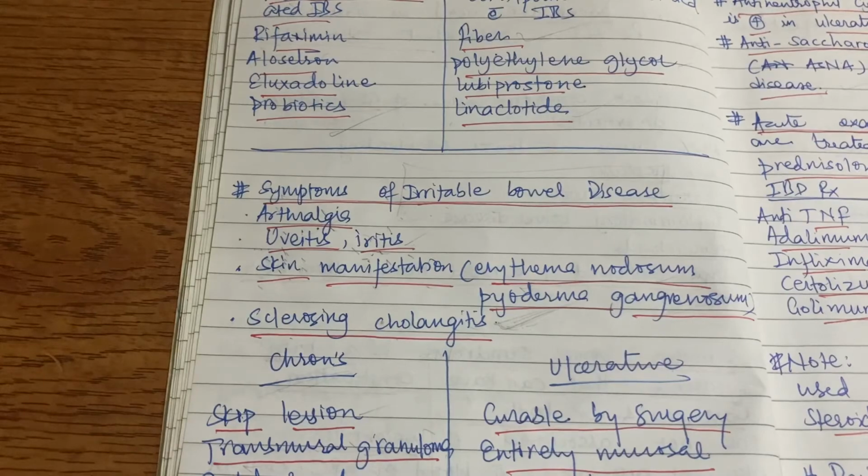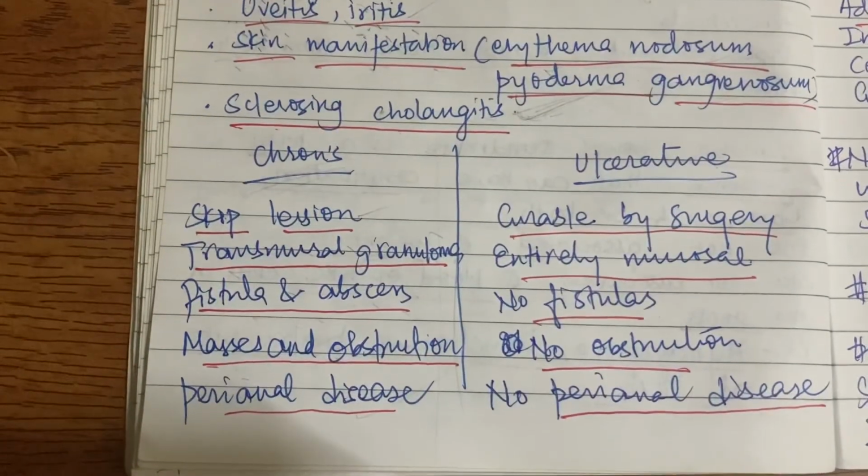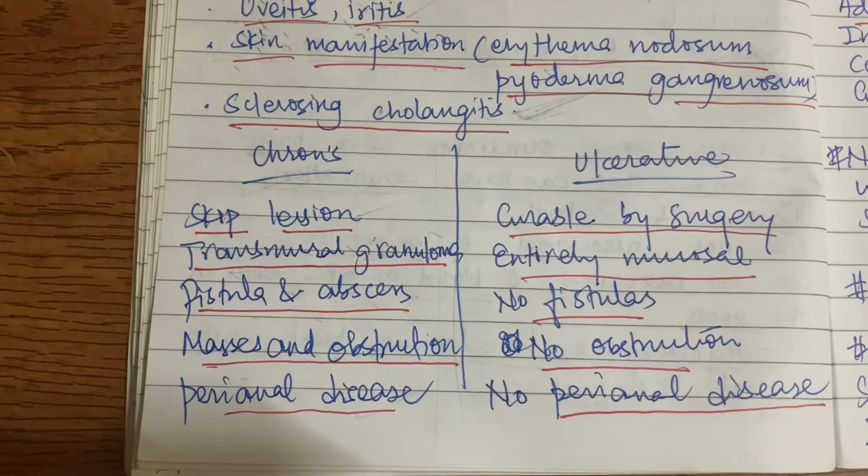Now, differentiation between Crohn's disease and ulcerative colitis. In case of Crohn's disease, there are skip lesions, transmural involvement, granuloma, fistula and abscess are common, masses and obstruction, and perianal disease are present. In case of ulcerative colitis, it is noted that it is curable by surgery and it is entirely mucosal. There is no fistula, no obstruction and no perianal disease. So you have to see these features clearly.